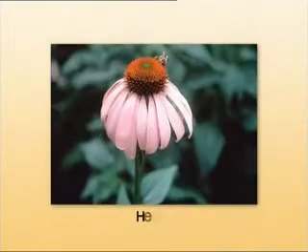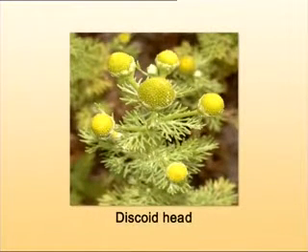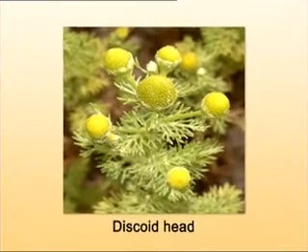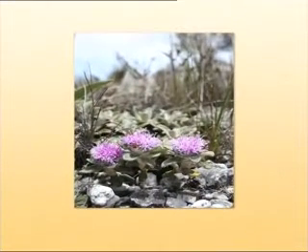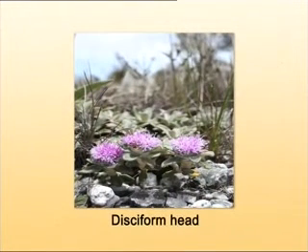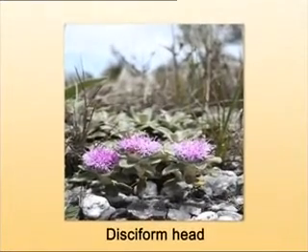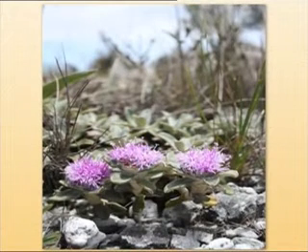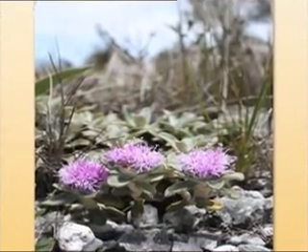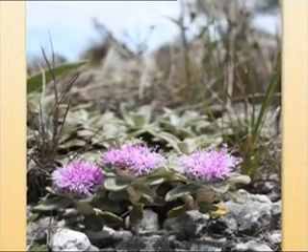Heads in the case of Asteraceae are broadly of 5 main types. Number 1, discoid. In this type of head, we have only disc florets, and all these disc florets are bisexual. The second type of head that we see in Asteraceae is called disciform. Here we have only disc florets and also a mixture of pistillate or sterile florets. Also we can have bisexual or staminate florets, either in the same head or in different heads.